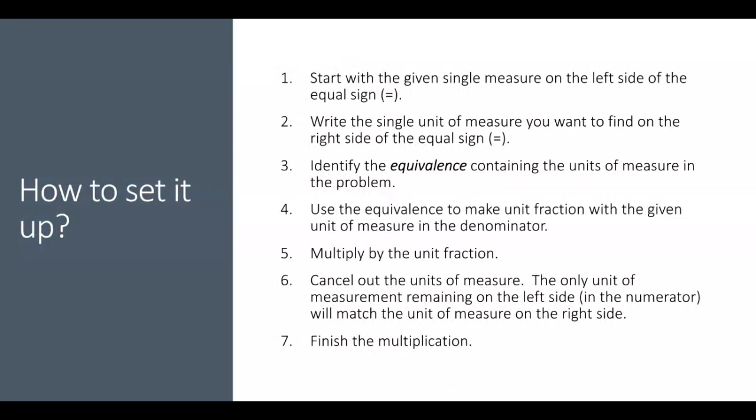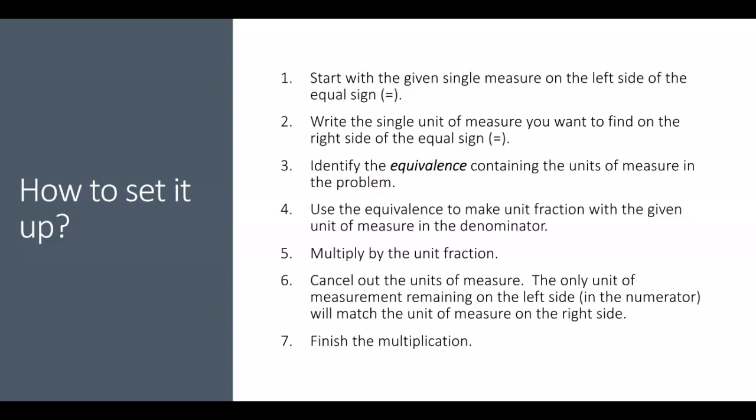All right, so how are we going to set these up? We typically start with the given single measure on the left side of the equal sign. I always like to write my equal sign out, and on one side ask: what information am I given? What is this question asking me? Is it asking me to solve for milliliters per hour, or just tablets? Or how many micrograms per minute? What am I solving for? Once I figure that out, I put that on the right side of my equal sign.